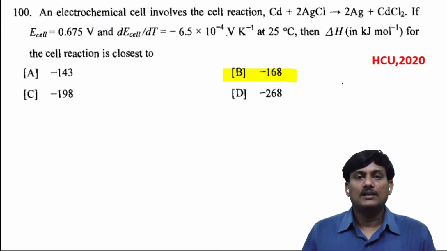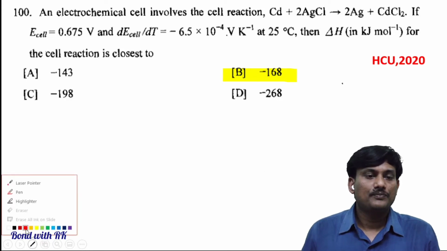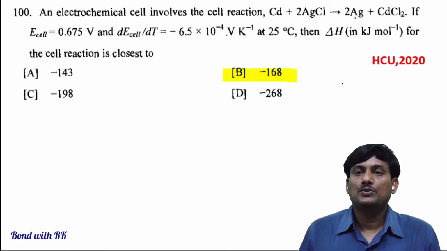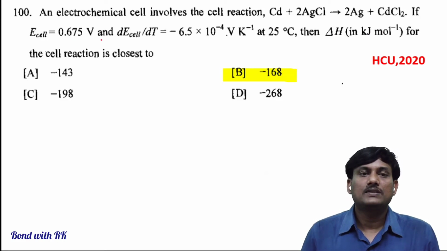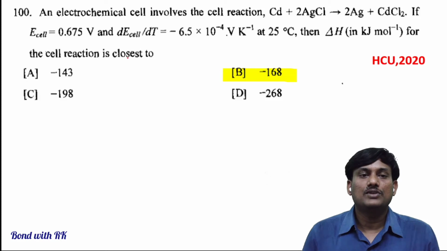An electrochemical cell involves the self-reaction cadmium plus 2 AgCl gives rise to 2Ag plus cadmium chloride. If E cell is equal to 0.675 volts and dE cell by dT is equal to minus 6.5 into 10 to the power minus 4 volt Kelvin inverse at 25 degrees centigrade, then delta H in kilojoule mole inverse for the cell reaction is closest to.